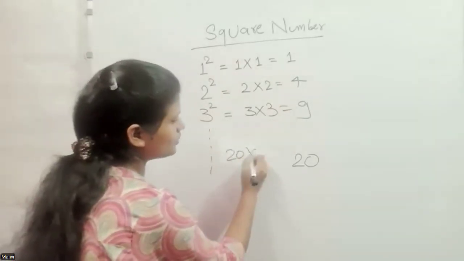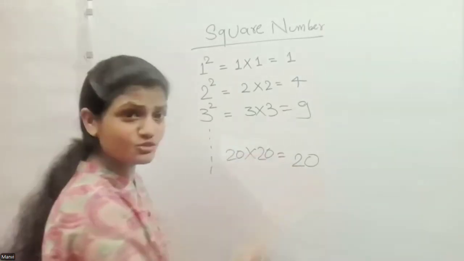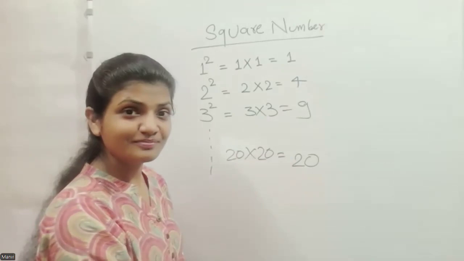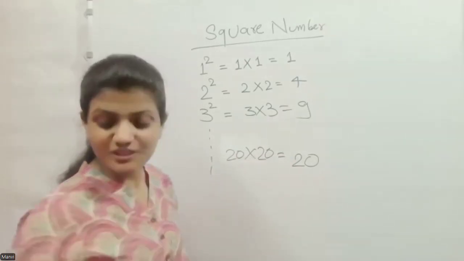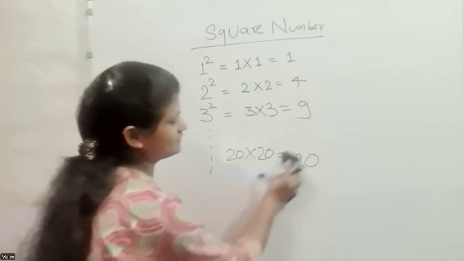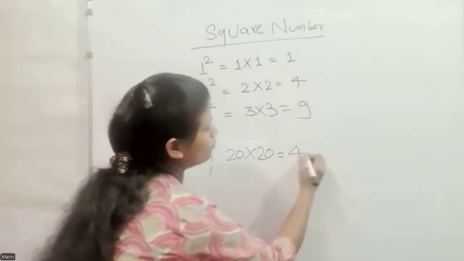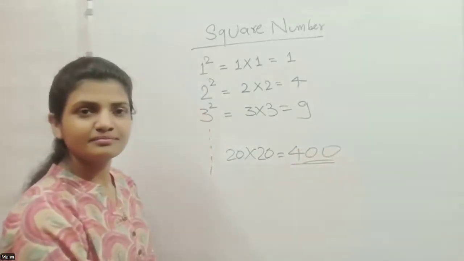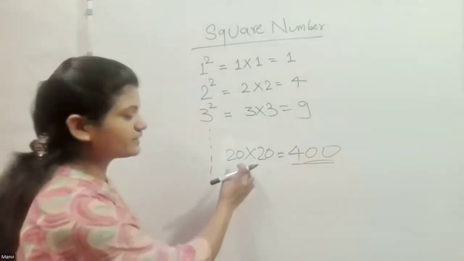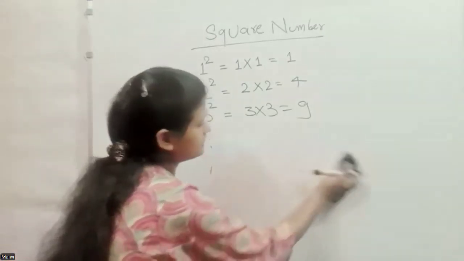20 times 20 equals what? Yeah, 400. No, 20 is not a square number. If we multiply 20 with 20, then we get 400. So this 400 is a square number, right? This 20 is not a square number, okay?